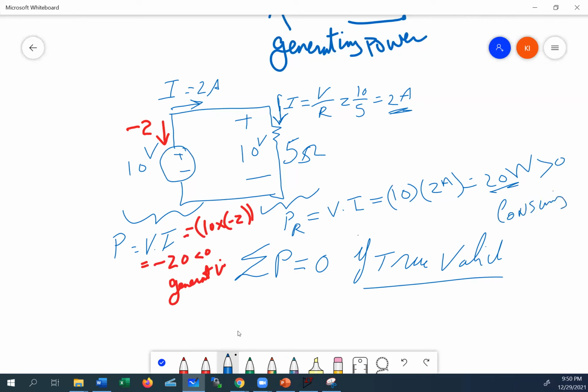Okay, so what is the sum of power? Sum of power would be -20 for the power source plus 20 for that. So yes, indeed it is equal to 0, therefore it's a valid circuit. So that's kind of the definition, if you will, of passive devices versus active, or passive convention. How do you do power calculation in passive devices and things of that nature?